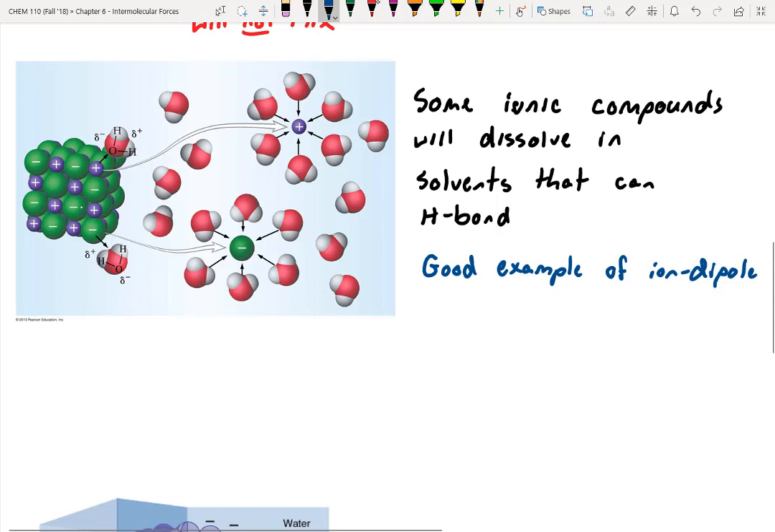If you go on and take general chemistry, you'll actually talk about solubility rules. There's a whole bunch of rules. We're just not going to cover those in this class, though.